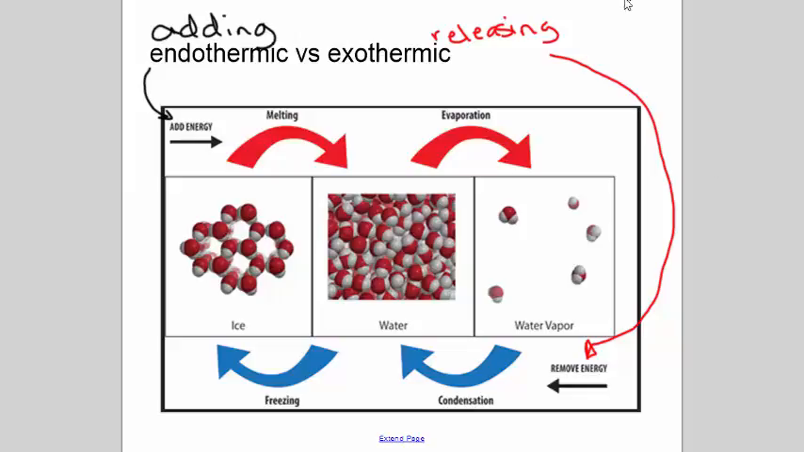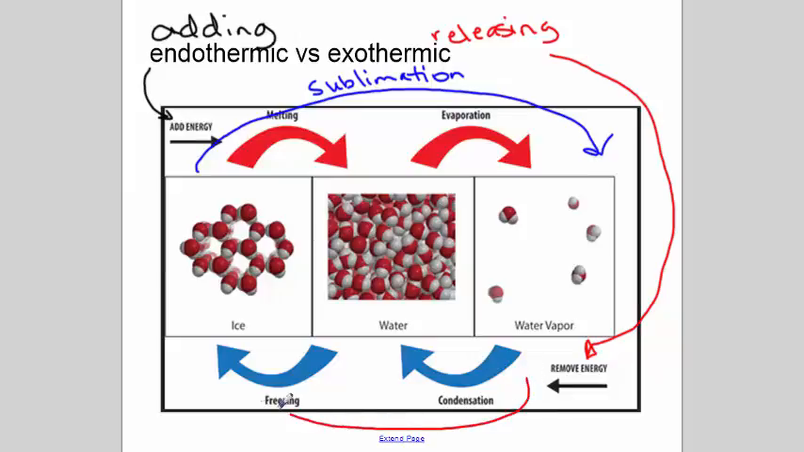Now if we look at that change between gas and solid, so if we're going from solid to gas, this is sublimation. So that would also be endothermic. If we were going from gas to solid, deposition, that would be exothermic because we are losing energy. We're releasing energy into the system.